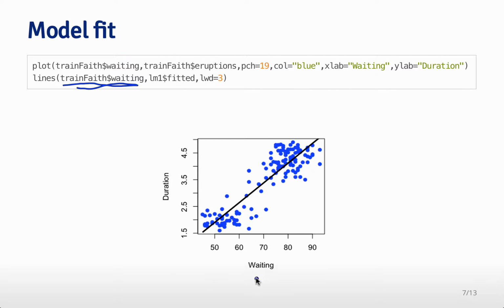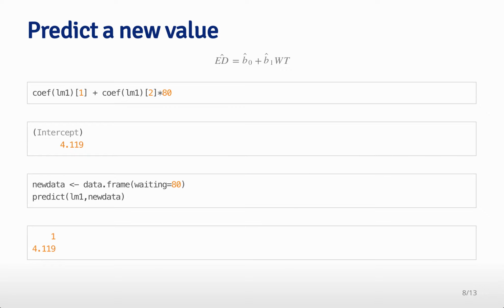So here this is the waiting time plotted versus duration. The points come from this first plot command, and the line that is fit right here, the black line, comes from this lines command that's adding a line with the fitted values. And so you can see, just like we saw previously, there's a line that is a reasonably good representation of the relationship between these two variables. Obviously, it's not perfect. The points don't lie exactly on the line, but it's a reasonably good capturing of the main feature of the data set.